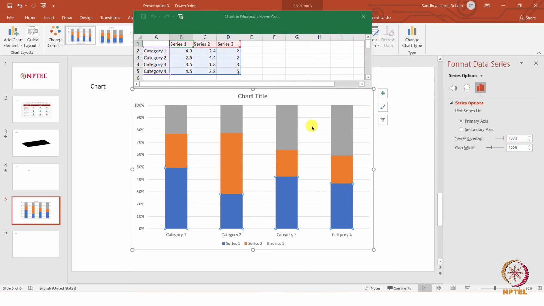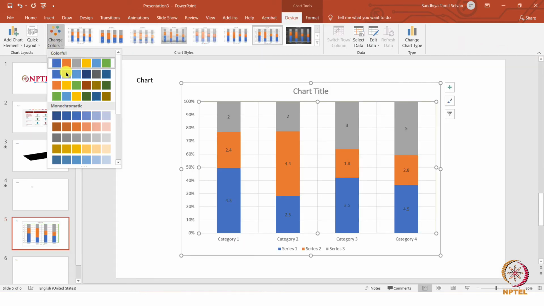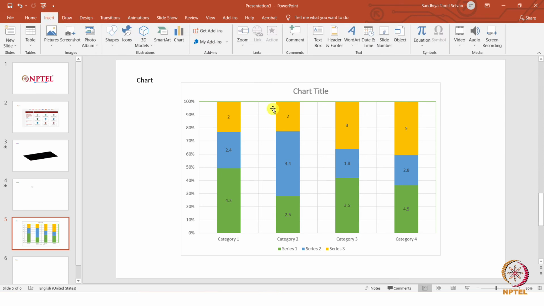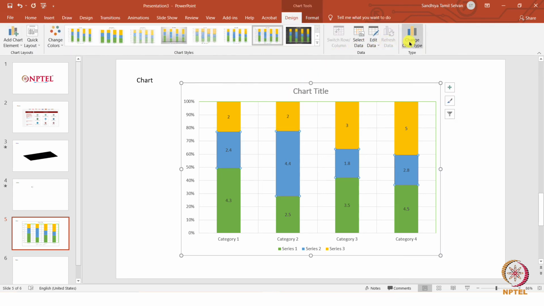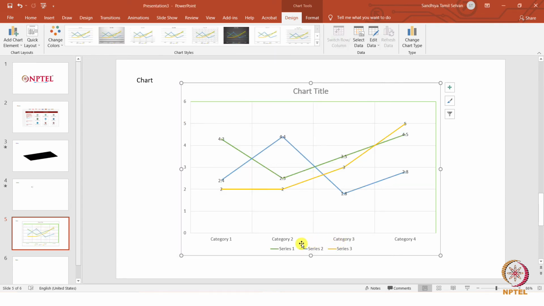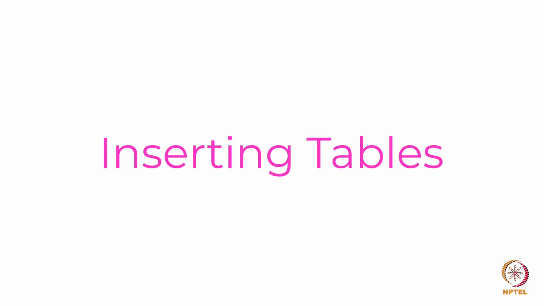You can change the color of the chart by changing the color options as you see here. You can also change the chart type at any time you want by selecting the Change Chart Type option. Charts are a great way of presenting numerical data in PowerPoints. Let's move on to the next topic.